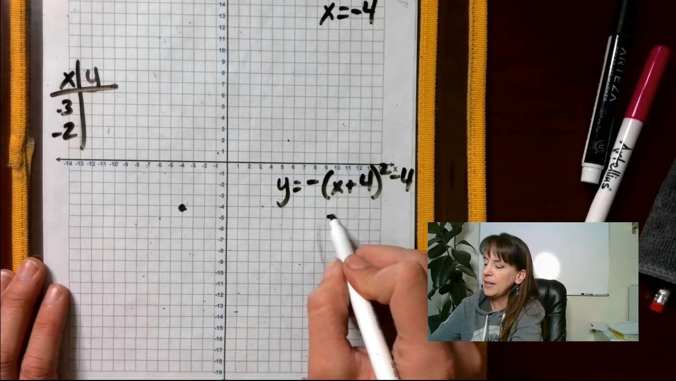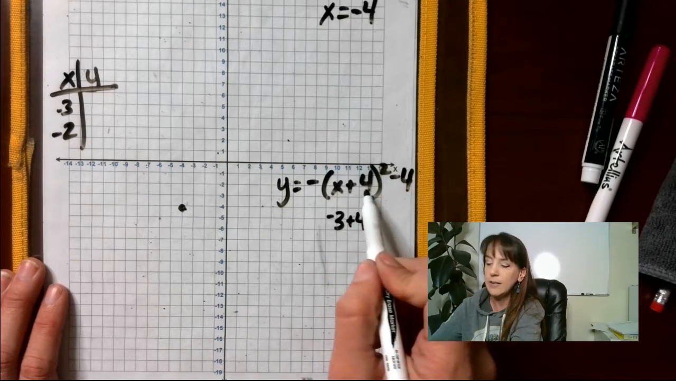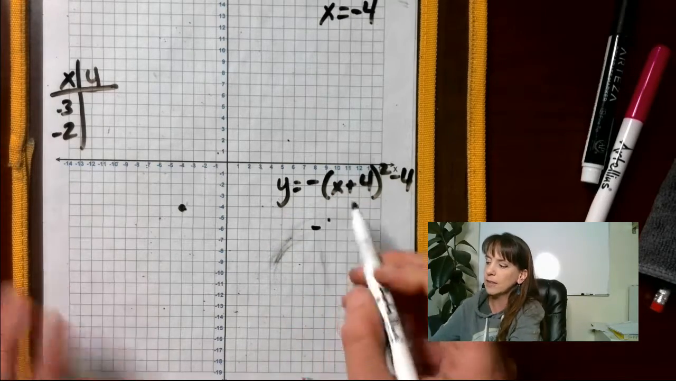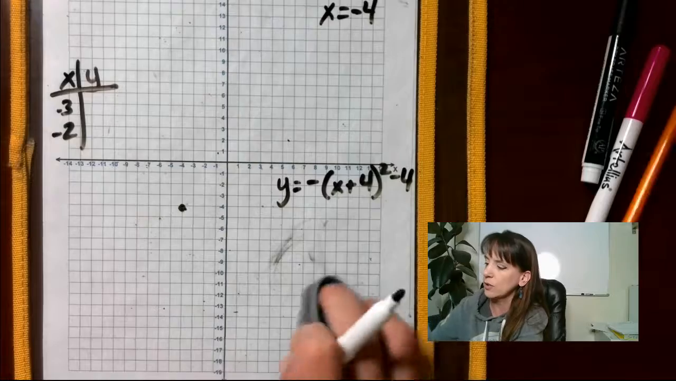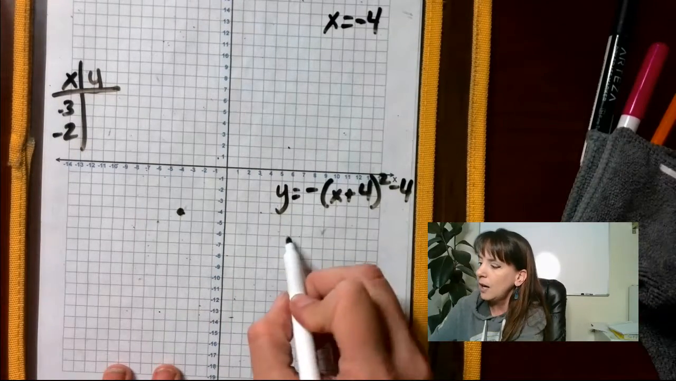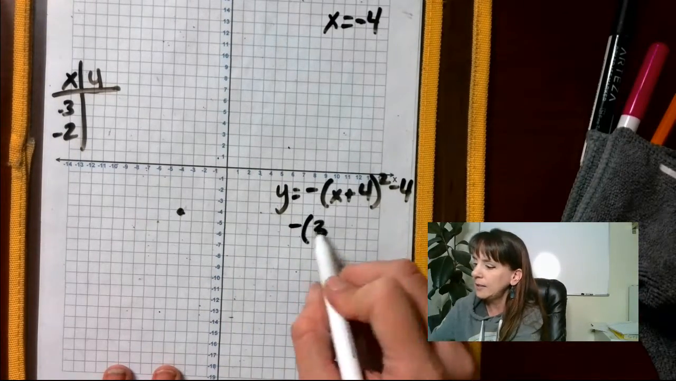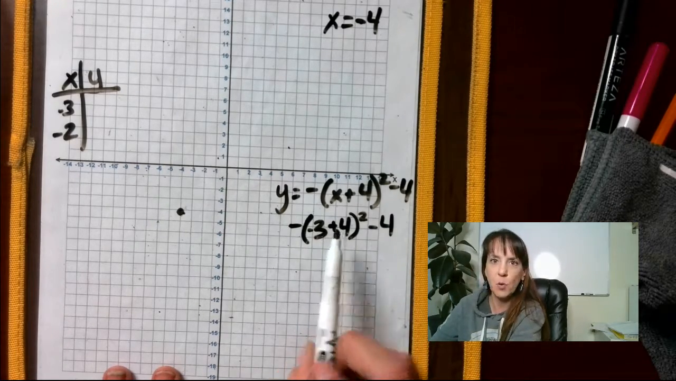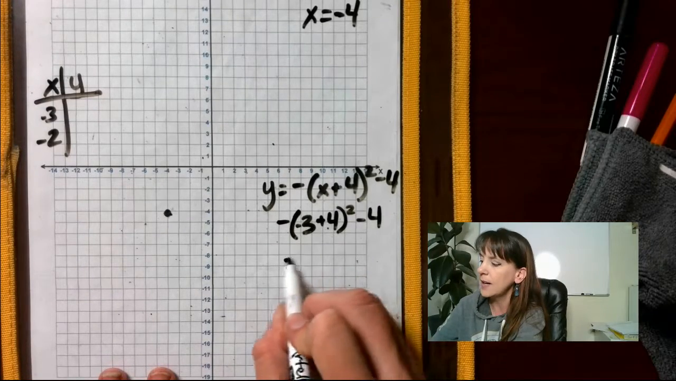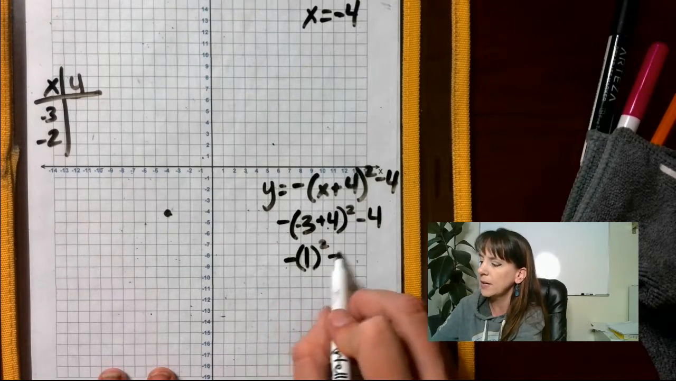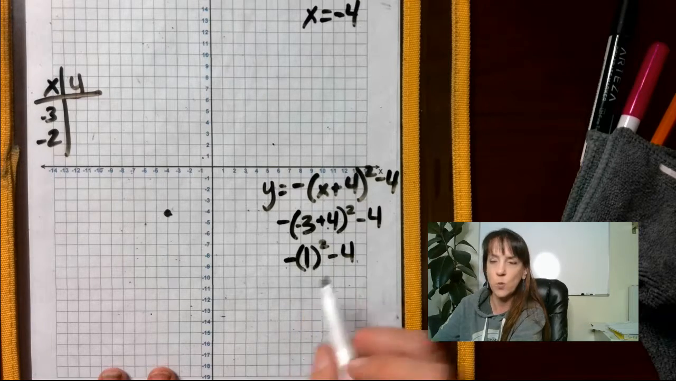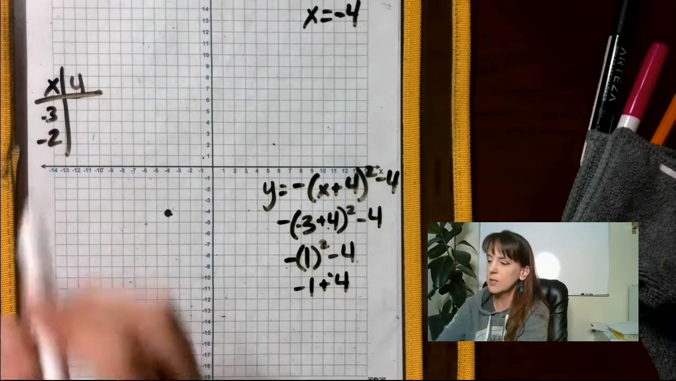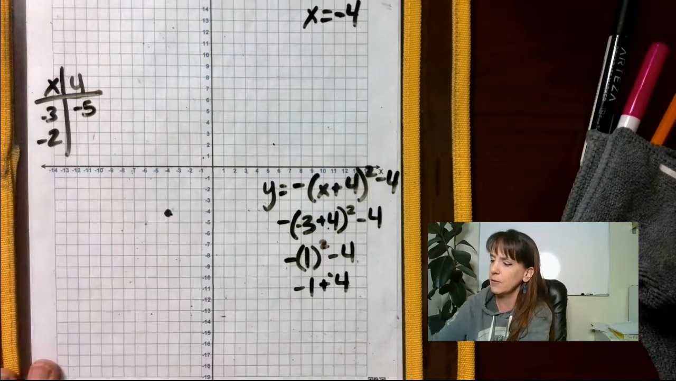All right, so -3 plus 4 is 1, right? 1 squared is 1, so I get -1. And let me go through that whole thing just in case you're a little bit weak on your algebra. -(-3 plus 4) squared minus 4. -3 plus 4 is 1, right? So I get -1 squared minus 4. 1 squared is 1, so I get negative 1 minus 4, okay? That's negative 5, right? So I get negative 5 here for negative 3.